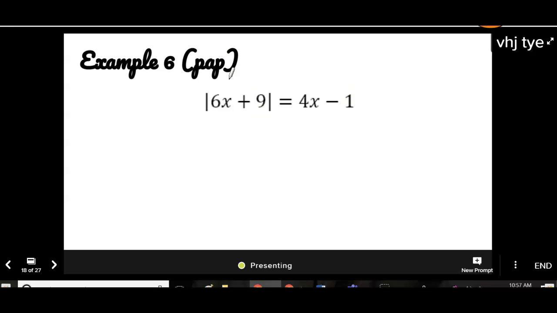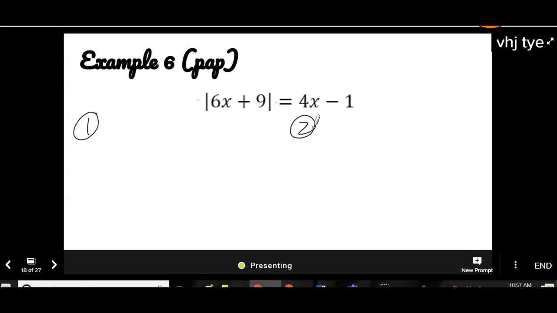So for this example, you see at the beginning you have a clean equation. Nothing is on the same side of the two bars. But on the other side, you have an x instead of a number. So what are you going to do? We do the same thing. Okay? From the clean equation, turn it into 2 little equations.